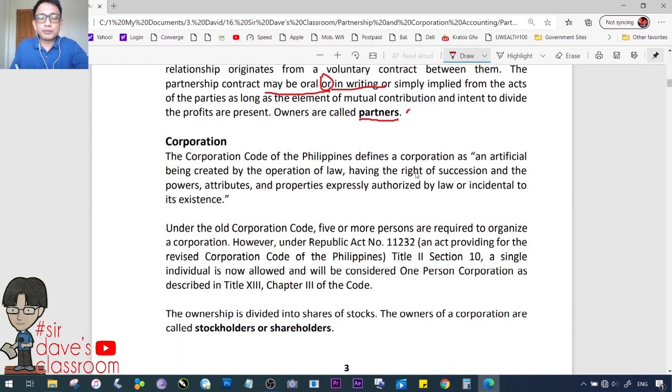Corporation. The Corporation Code of the Philippines defines a corporation as an artificial being created by the operation of law, having the right of succession and the powers, attributes, and properties expressly authorized by law or incidental to its existence. Okay? Under the old Corporation Code, 5 or more persons are required to organize a corporation. However, ito yung sinasabi natin in your book 1 also, we have a new law, Republic Act number 11232, an act providing for the revised Corporation Code of the Philippines. Title 2, Section 10, a single individual, ayan, is now allowed and will be considered one-person corporation as described in Title 13, Chapter 3 of that code.